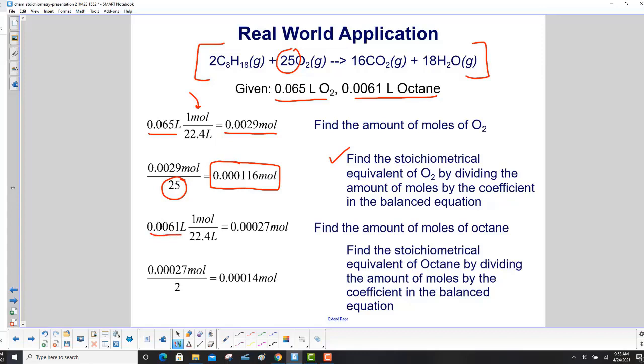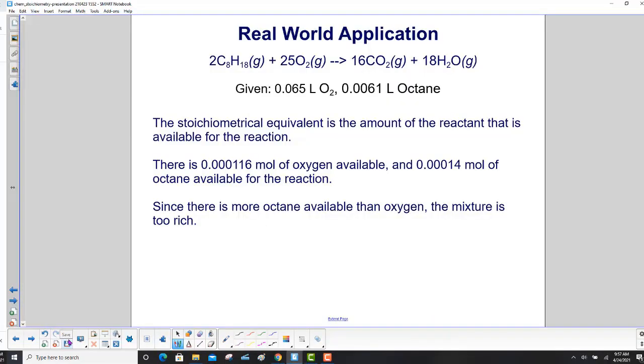Next, we find the amount of moles of octane. So here's how much octane we have. Here's 1 mole per 22.4 liters. And we get 0.00027 moles. We divide that by the coefficient in the balanced equation. So our octane has 2, so we divide it by 2, and we get 0.00014 moles. The stoichiometric equivalent is the amount of the reactant that is available for the reaction. There is 0.000116 moles of oxygen available, and 0.00014 moles of octane available for the reaction. Since there is more octane available than oxygen, the mixture is too rich.